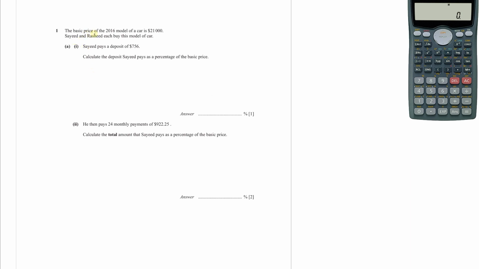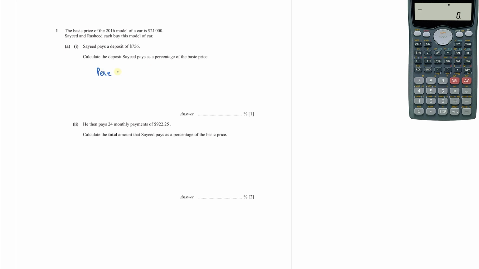The basic price of the 2016 model of a car is $21,000. Saeed and Rashid each buy this model of car. Part 1: Saeed pays a deposit of $756. Calculate the deposit Saeed pays as a percentage of the basic price.